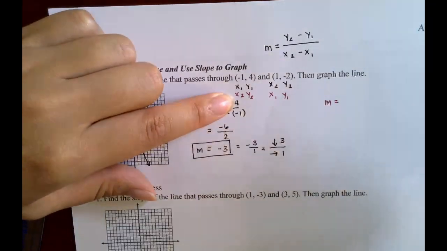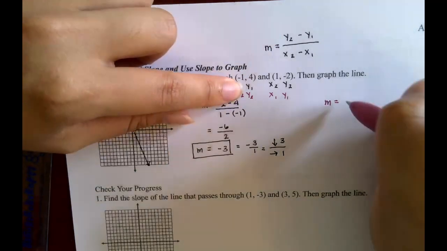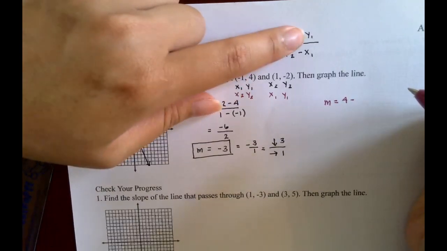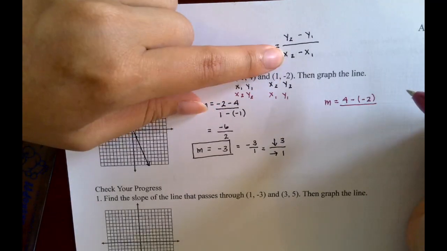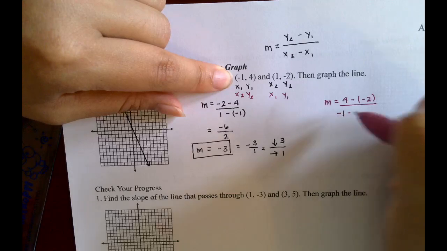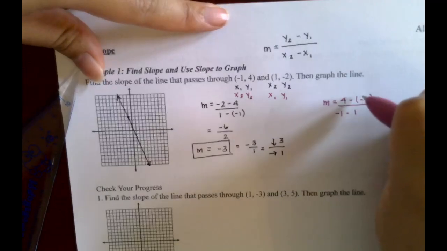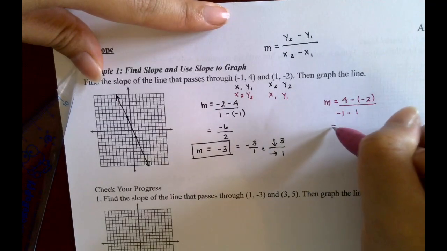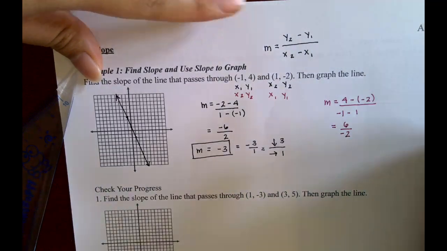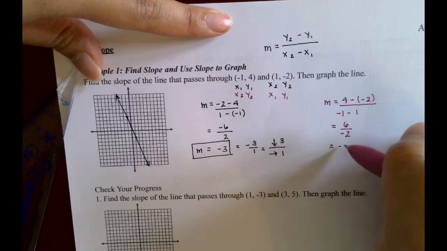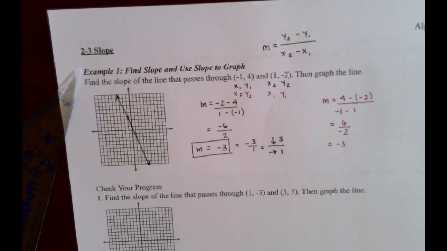So let's pretend that we switched it. Okay, so then my y2 this time is 4. So 4 minus y1 now will be negative 2, over x2, which is negative 1, minus x1, which is 1. Okay? So let's keep going. 4 minus negative 2, minus a negative is plus, so 4 plus 2 is 6. Negative 1 minus 1 is negative 2. And 6 divided by negative 2 is negative 3. And as you can see, you still get the same thing. Okay, so you just need to stay consistent.